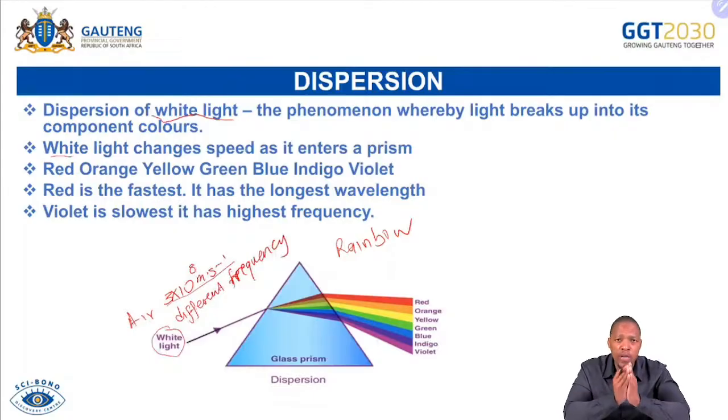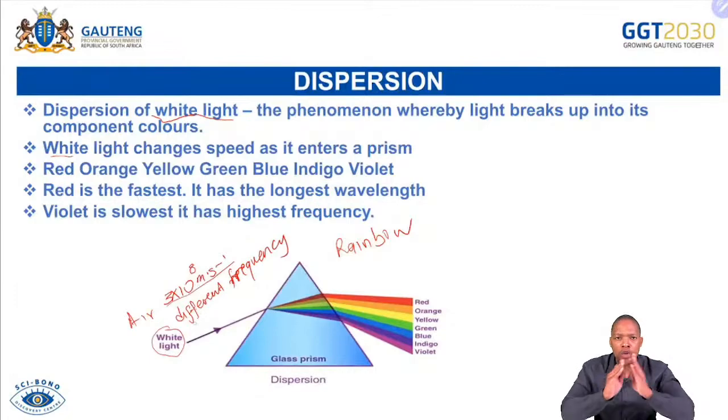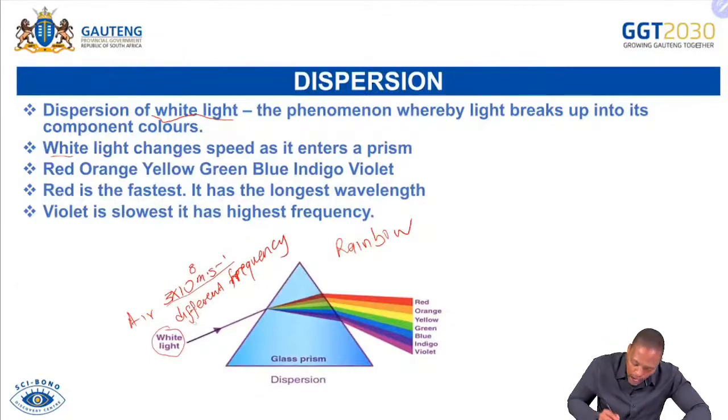The reason why we can't see them before they enter any prism is because they are moving at the same speed. Grade 12, okay? So while they are here, they are moving at the same speed with different frequencies, but the speed is the same. That's why we can't see. All we see is white color. They are white, okay? Now, they enter a glass prism.